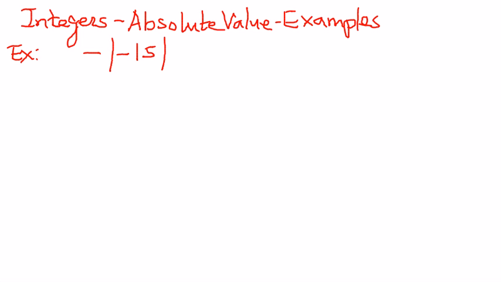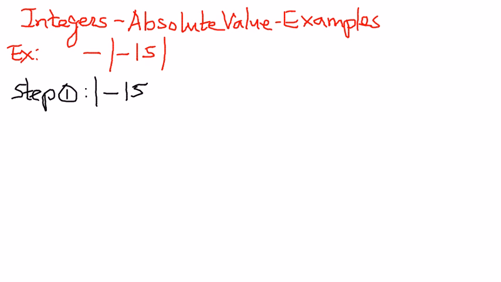So the way we want to write this is as follows. We want to write it in steps. Step number 1: we'll keep the negative sign outside, and we're going to simplify the absolute value of negative 15.